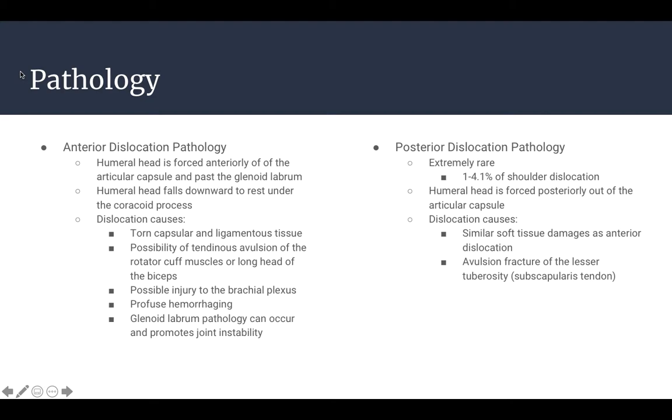And then the pathology for posterior dislocations: the humeral head is forced posteriorly out of the articular capsule. This type of dislocation is extremely rare. It only occurs in about 1 to 4.1% of all shoulder dislocations. Similar to anterior dislocations, there are also complications that come with a posterior dislocation, such as similar soft tissue damage and avulsion fractures of the lesser tuberosity caused by the subscapular tendon.